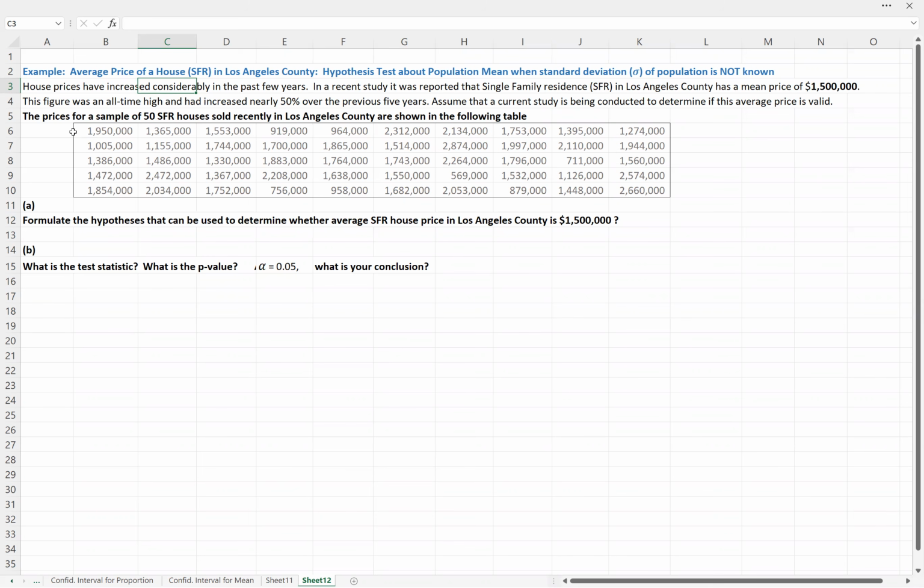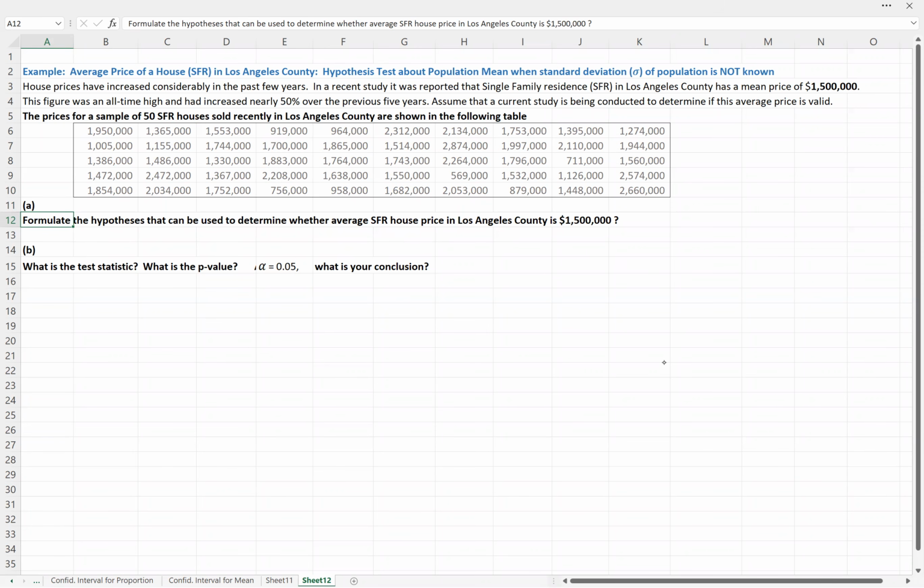So in this table, you can see the prices for a sample of 50 SFR houses sold recently in Los Angeles County. And you can see numbers, for example, the first one, just $1.95 million, and so on and so forth. I mean, there are cheaper houses, for example, $750K roughly, and so on. So with this data, the first question is, formulate the hypotheses that can be used to determine whether the average SFR house price in Los Angeles County is $1.5 million.